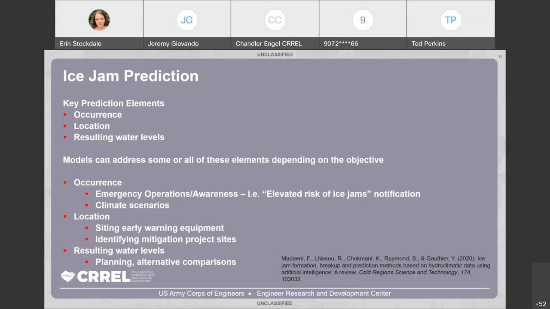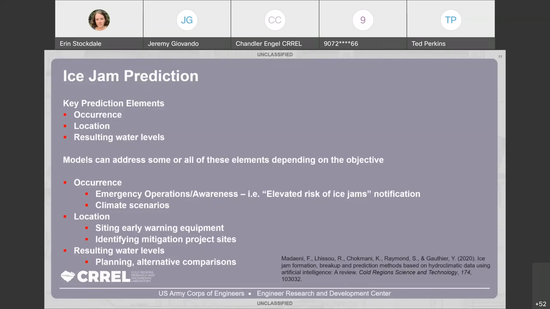So occurrence would be something of interest to emergency operations folks, something that could generate an indication of elevated risk of ice jams, some sort of a notification based on that. Occurrence is also of interest as we track the projected impacts of climate change on river ice processes. So we can use that potentially as an index moving forward. Location predictions are useful when we're trying to site early warning equipment like web cameras, also for identifying optimal locations for ice jam mitigation projects, like some of those I went over in the ice control section.